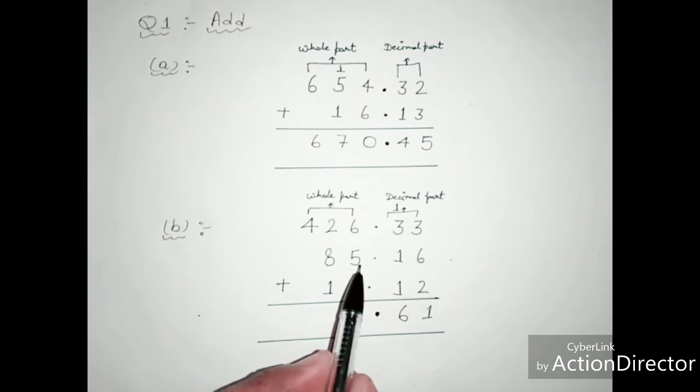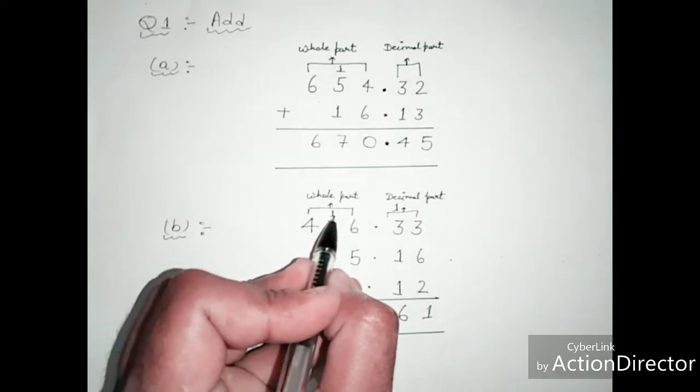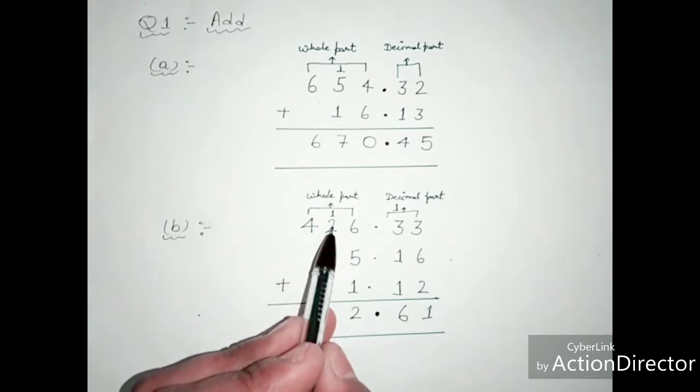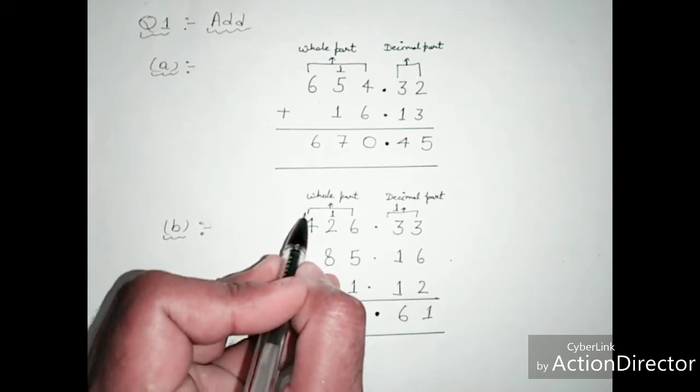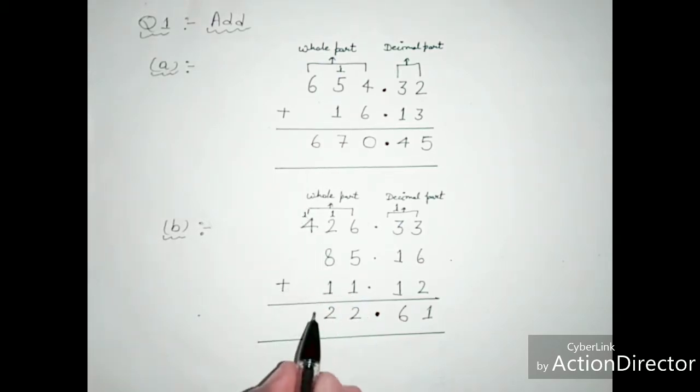6 plus 5, 11. Plus 1, 12. 2, 1 carry here. 1 plus 2, 3. And 3 plus 8, 11. And plus 1, 12. 2, 1 carry here. And 1 plus 4, 5. So when we add all these three numbers, it gives the sum 522.61.